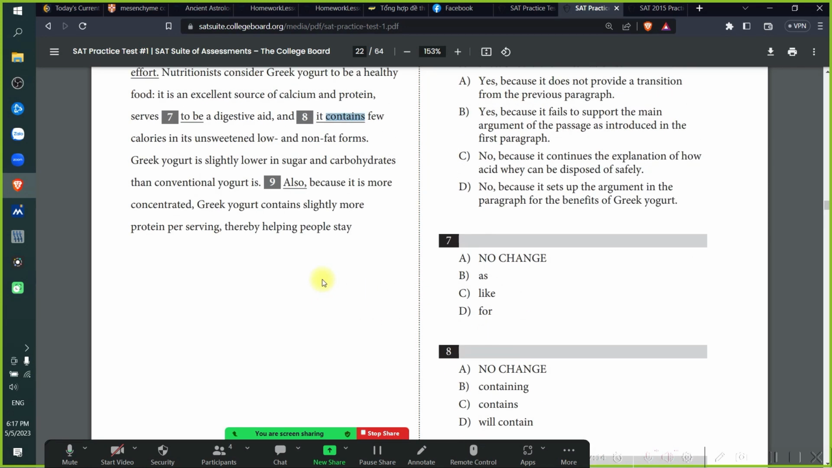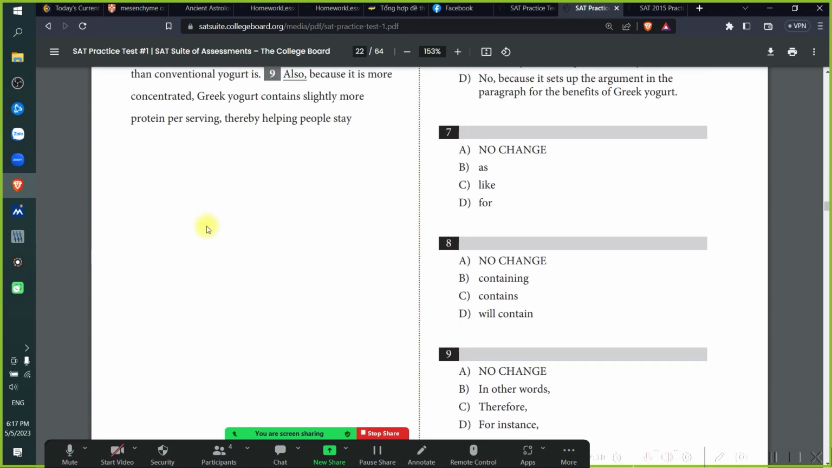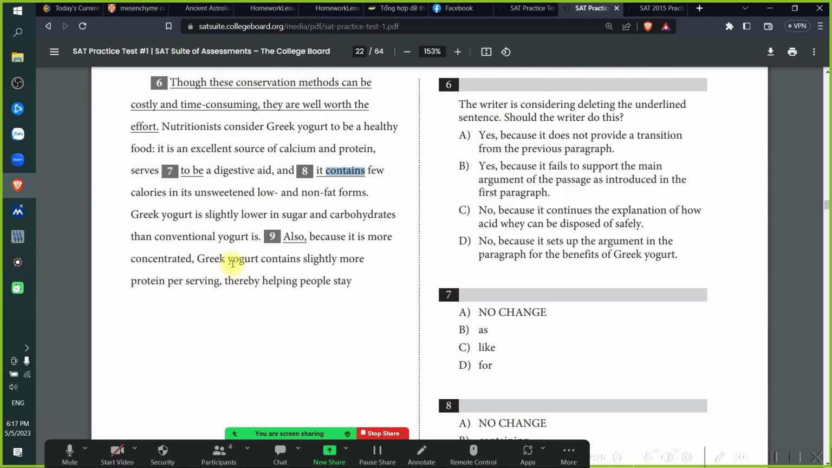Alright, number 9. Also, because it's more concentrated. Number 9. A. What? Say again? A. No change. No change. So basically, why do you use the word also at the beginning of a sentence? You are providing an extra idea to support something. Mình dùng cái chữ cũng gì đó để mà nó đưa ra được một cái luận điểm nhỏ để ủng hộ cho một cái luận điểm lớn nào đó hơn.